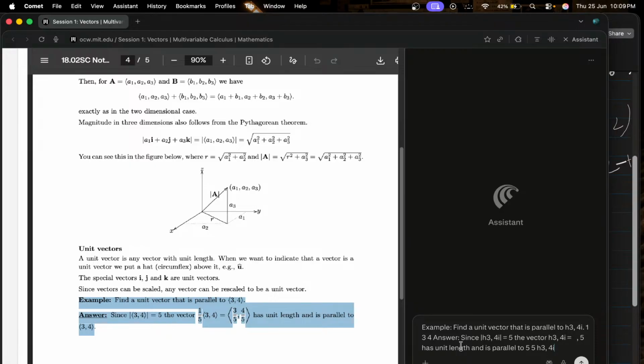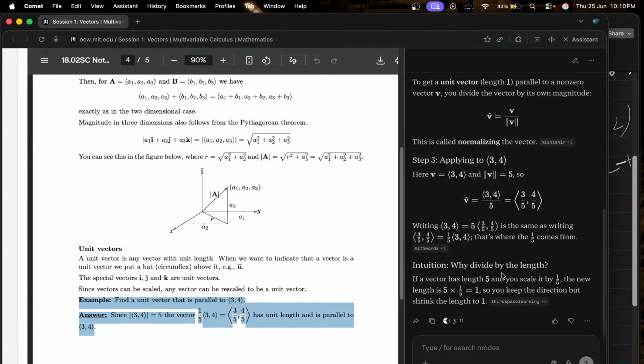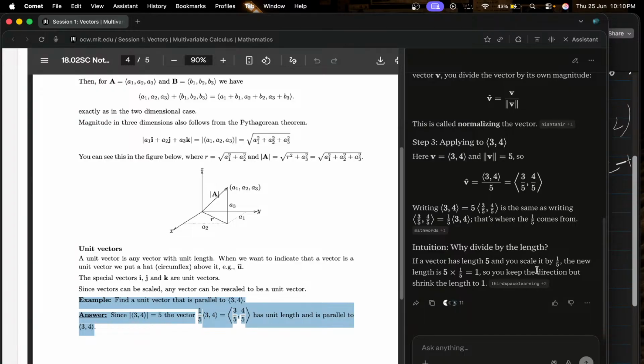Okay, so we solve the magnitude thing. Then after that, if a vector has length 5 and you scale it by 1 over 5, the new length is, oh, okay. So this is the interesting thing. We keep the direction, but we just shrink it to 1 so that it would be a unit vector. Okay, it was interesting. So if a vector has length 5 and you scale it by 1 over 5, your length is 5 times 1/5. Okay, thanks Perplexity.